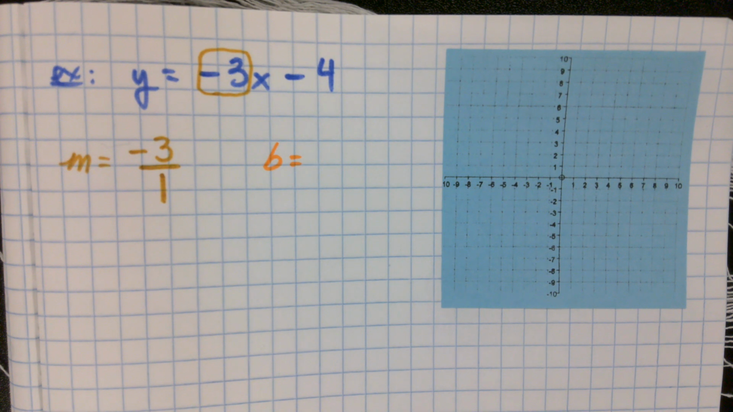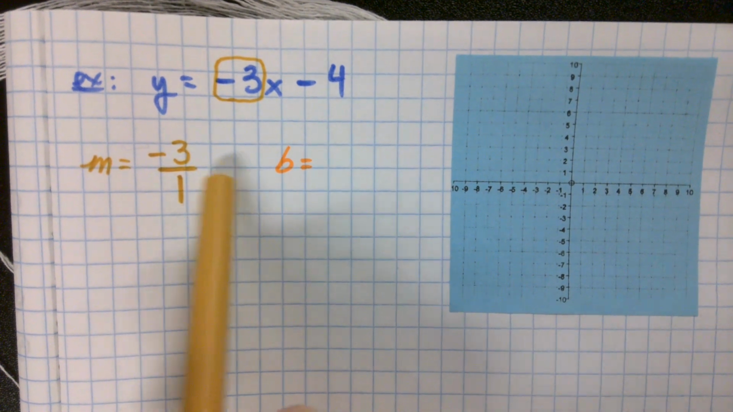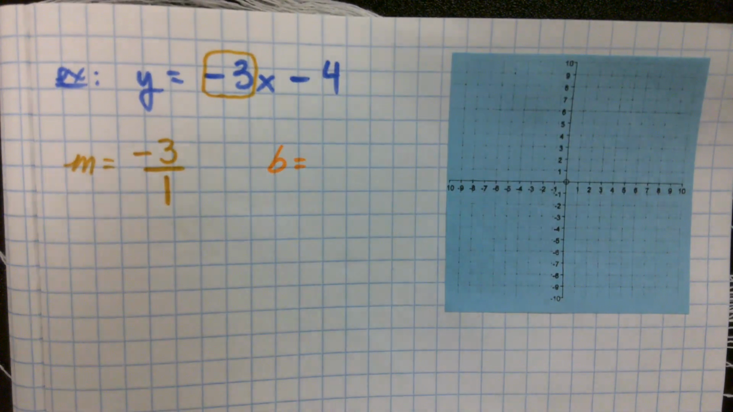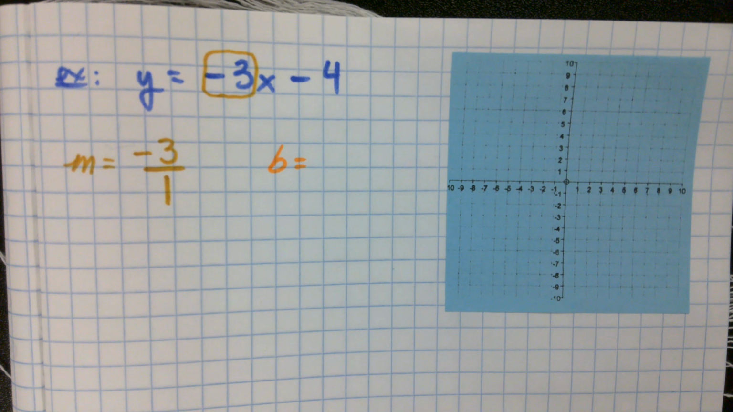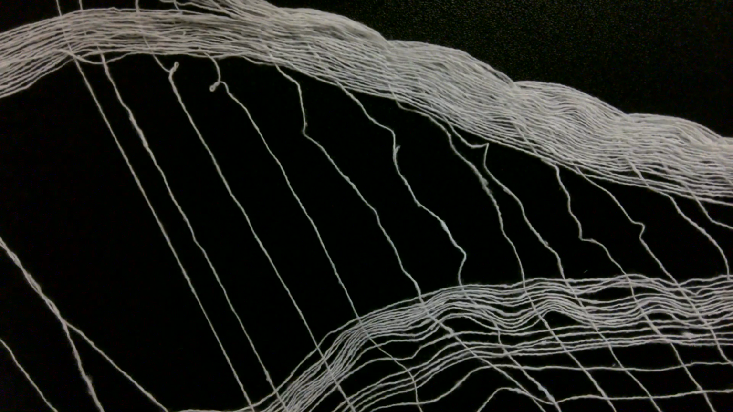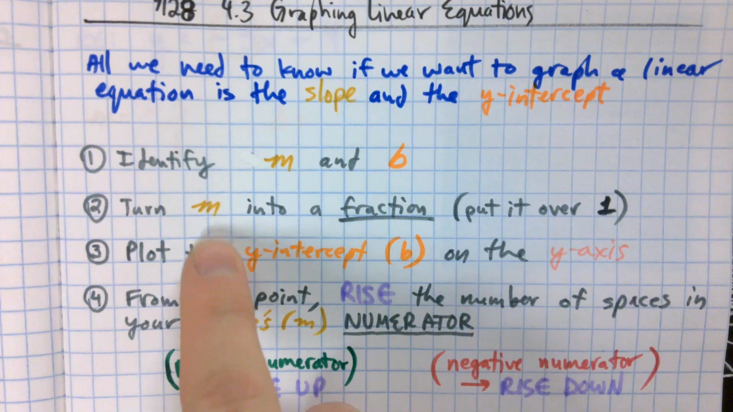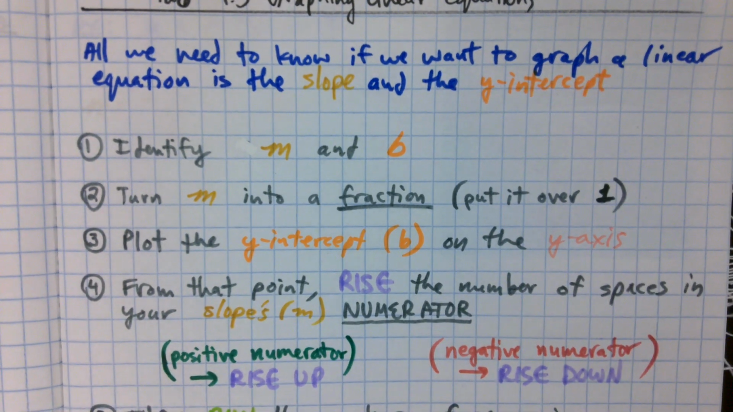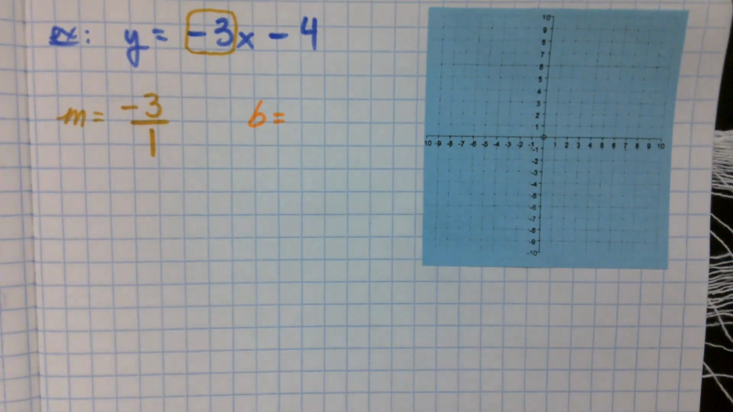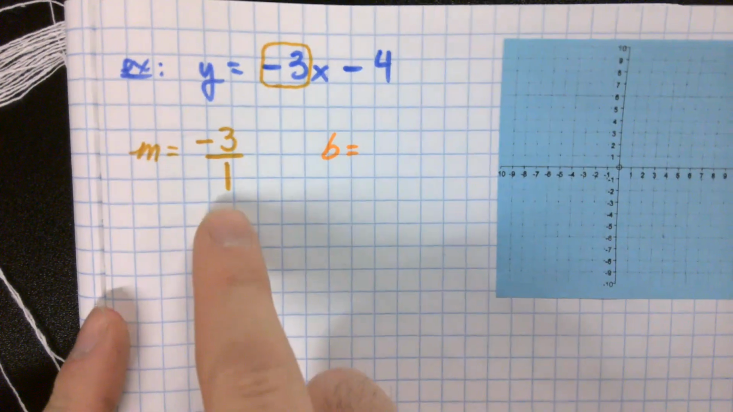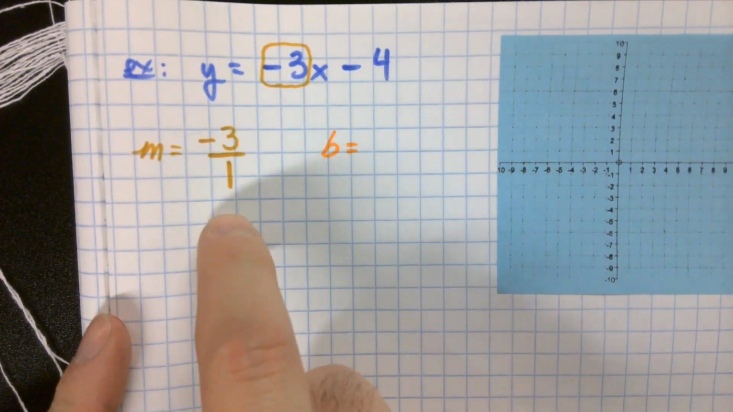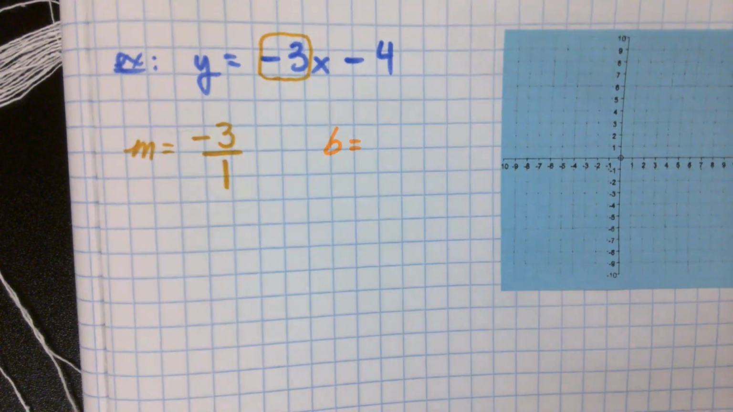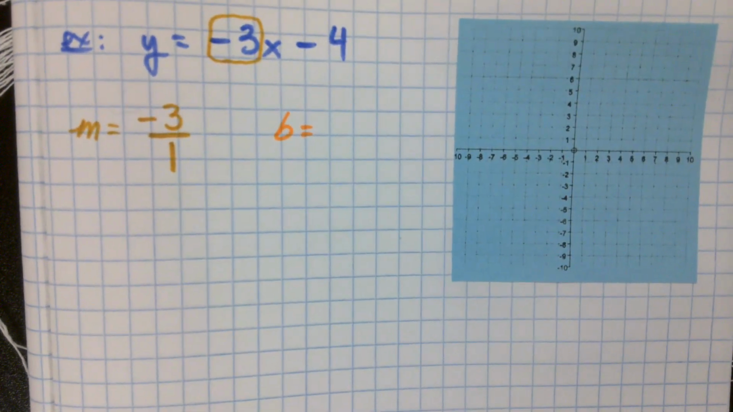Okay, the reason why we want to do this is so we know how many spaces to run, right? We know that we're going to rise down 3, but with this denominator, that tells us we're going to run 1 space over. It always has to be a fraction. Yes. That's why our step 2 was turn m into a fraction by putting it over 1. If it's already a fraction, like we saw in the first example, we're good. But because this slope gives us 2 directions, a rise and a run, we need to see that run being a 1. If that makes sense.